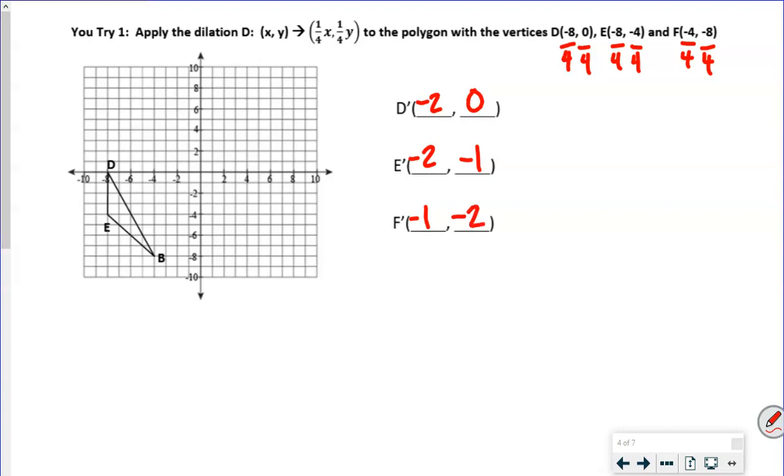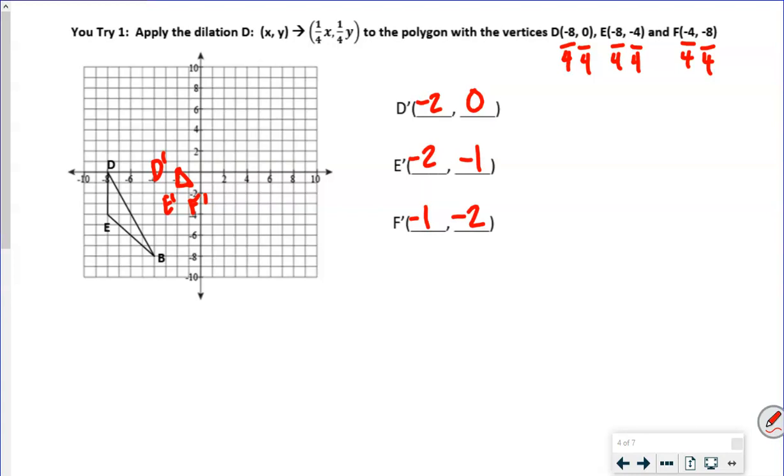So we're going to plot these points now. So that's going to give us D prime at -2, 0 right there. That's our D prime. And -2, -1 is going to be right there. That's going to be our E prime. And -1, -2 is right there. Ooh, this is a little teeny tiny triangle, isn't it, y'all? So that's our triangle right there, y'all. It's literally teeny, teeny, tiny.